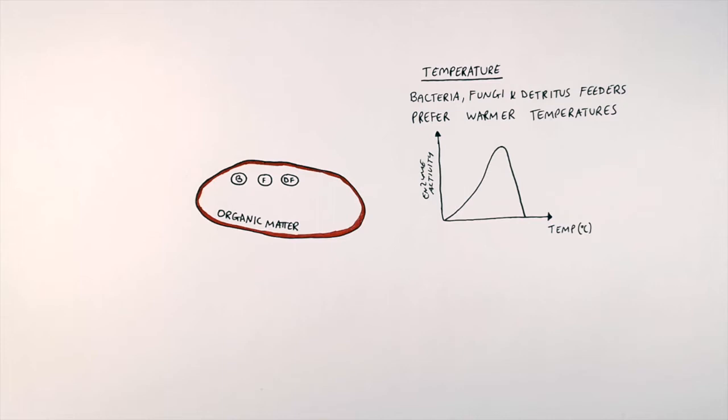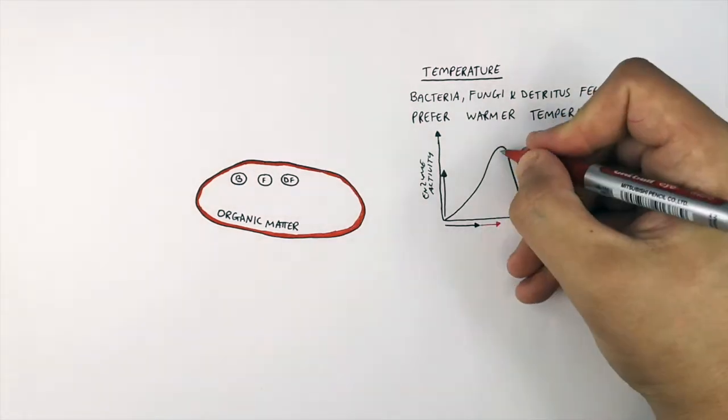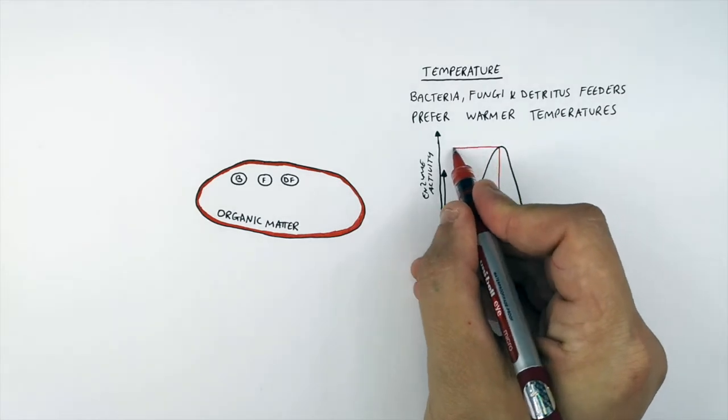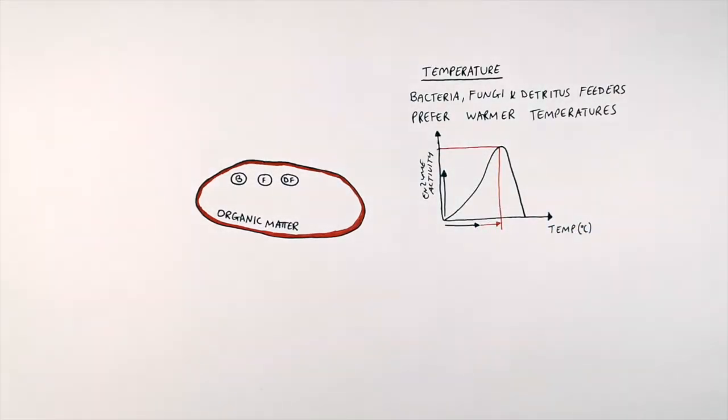So above the optimum temperature, the microorganism's enzymes will denature. Therefore, the rate of decay by the microorganisms will decrease. If you increase the temperature to the optimum temperature, the rate of enzyme activity will increase. As you can see here, it will increase.